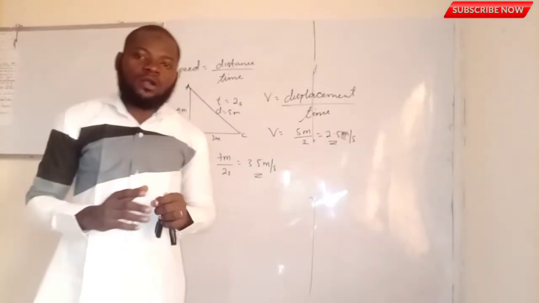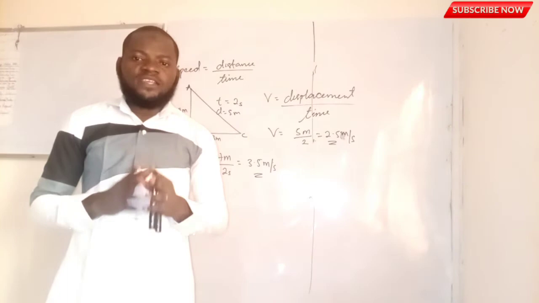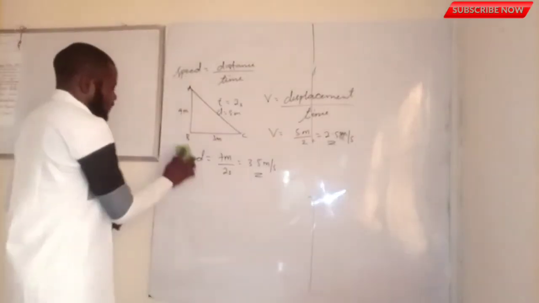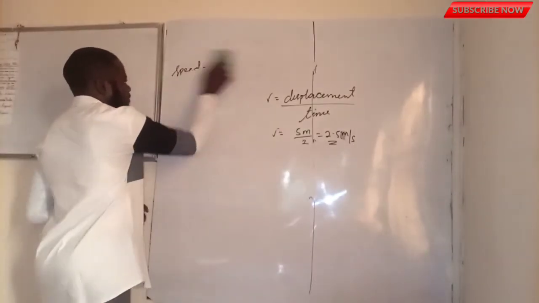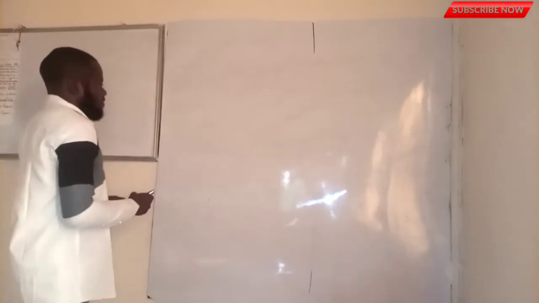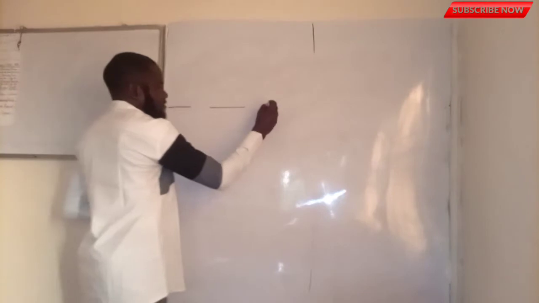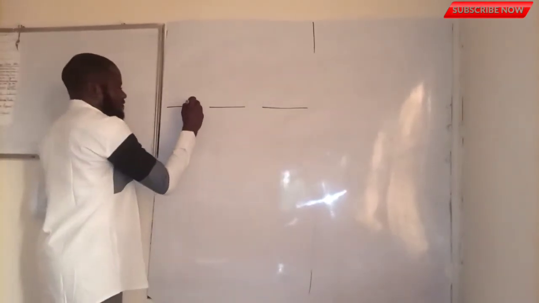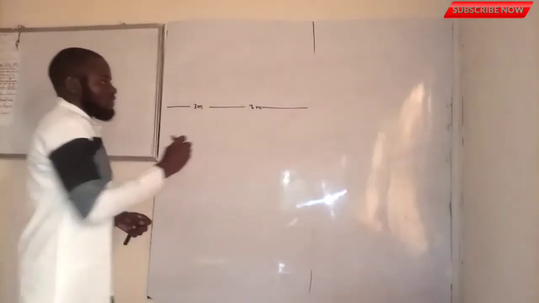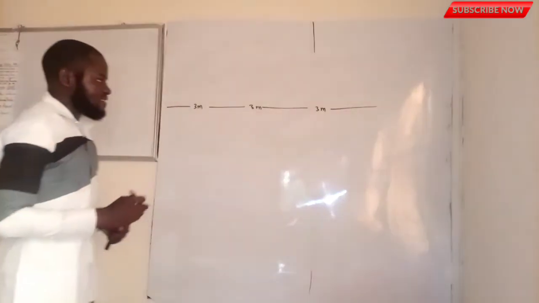Now there's something we call uniform speed or uniform velocity. When you say uniform speed, let's take for instance that the body wants to move from here. If I have this, like this, this is 3 meters, and this is also 3 meters. Now, if I have another one, let's say this is also 3 meters.